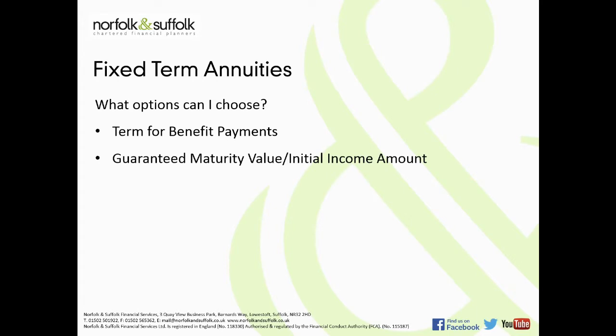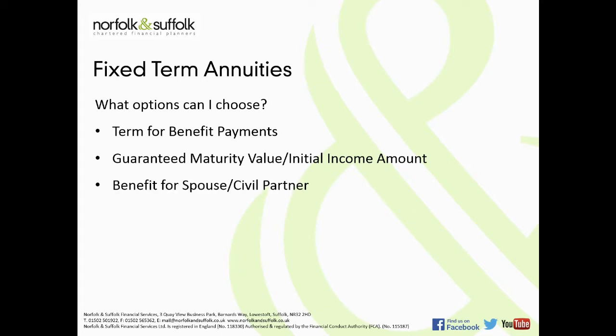Guaranteed maturity value or initial income amount. As part of the specification of the annuity, you would be required to specify either the income that you would like to receive from the contract, which is subject to limits, or the future guaranteed maturity value. The selection of one would affect the other. For instance, a high initial income would depress the guaranteed maturity value, and a high guaranteed maturity value would serve to reduce the income paid over the term.